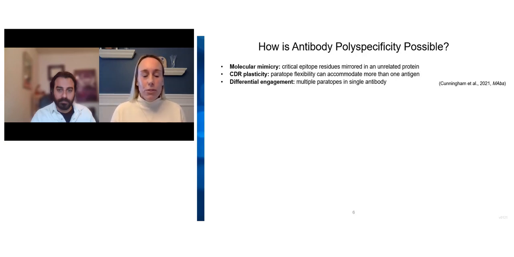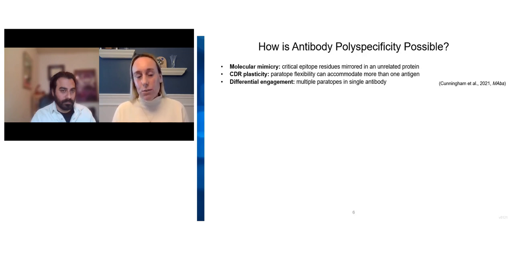So then if we go further, how is antibody polyspecificity possible? There have been 3 different mechanisms reported. There can be molecular mimicry, where critical epitope residues are mirrored in an unrelated protein. This can also occur through CDR plasticity or differential engagement. This is where the paratope can either be flexible to accommodate more than one antigen, or there can actually be multiple paratopes in a single antibody. These 2 last examples are less common, but they have been reported.